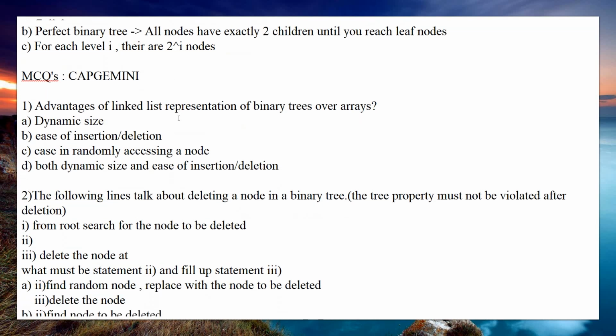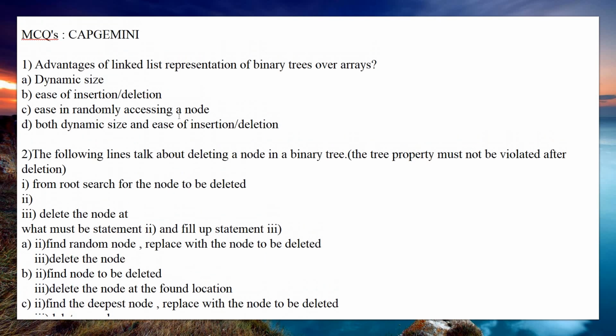Now with this we shall quickly see the MCQ questions of the data structure part in Capgemini. The first question is the advantages of a linked list representation of binary trees over arrays. They have given 4 options and they are asking what are the advantages of linked list representation of binary trees over arrays. First, dynamic size. So the data structure is of dynamic size. Then the second option is insertion or deletion.